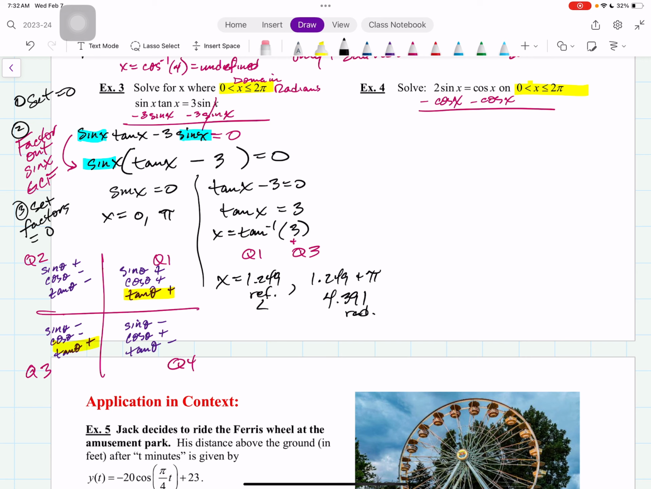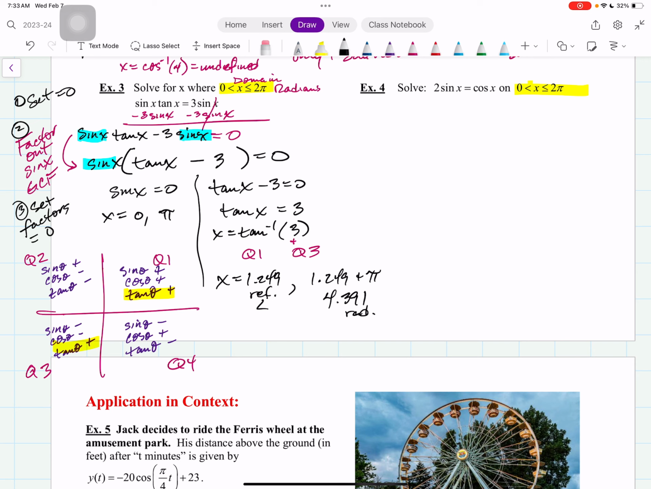And then watch what happens. We get 2 sine x minus cosine x is equal to 0. Oh, you know what? Let's not do that. I just thought of an easier way. Scratch that. Okay. Go back. Take that back.